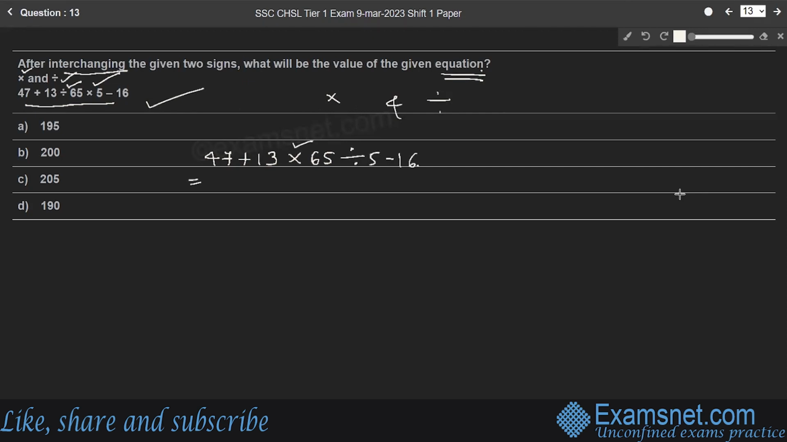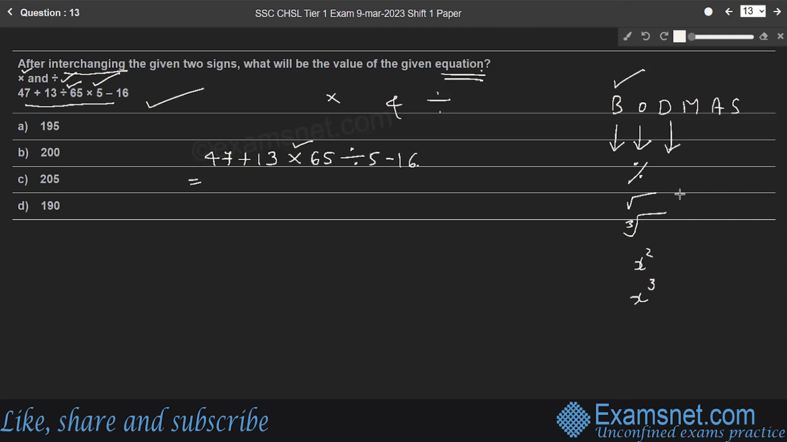Right? So here students, we are following BODMAS rule. BODMAS means we need to remove the bracket first. There is no bracket to remove here. Next comes of part. There is no of part. That means percentage or square root or cube root or square or cube, etc. There is no of part here.